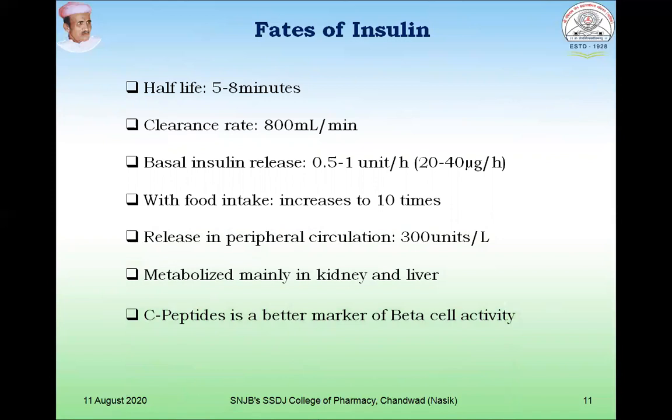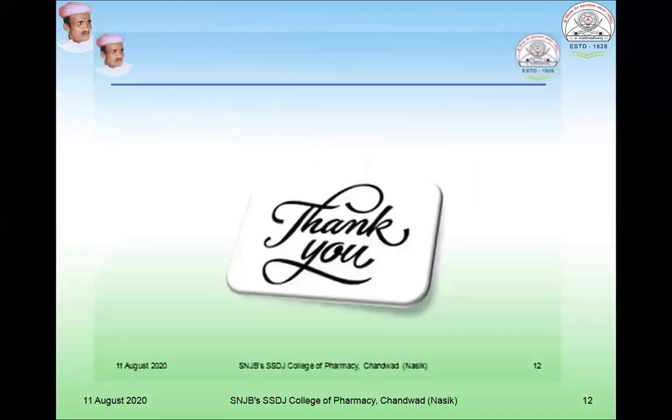If you want to know whether the beta cell is working properly or not, at that time one should check the C-peptide level, which gives you the idea about the beta cell activity. So this is all about insulin.